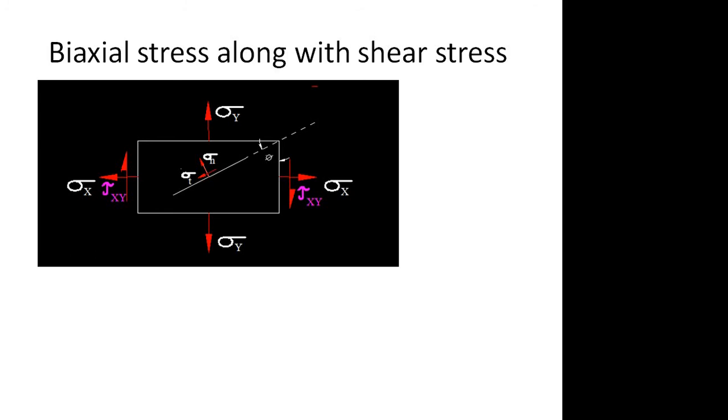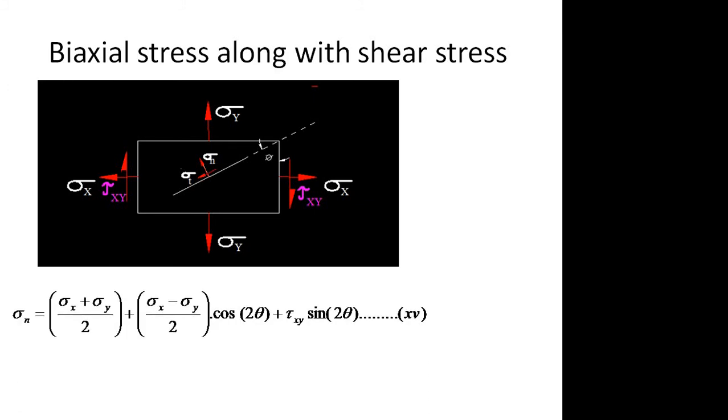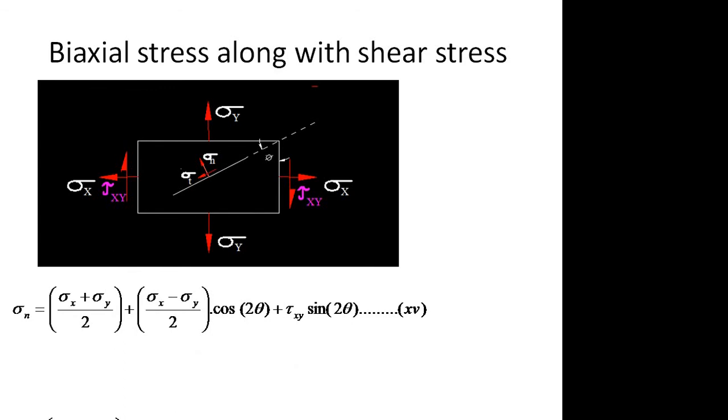What we have here is sigma x and sigma y along the x and y directions. At the same time, we have the shear stress component tau xy also acting on the plane. Due to this, in the same manner we can derive sigma n and sigma t, where sigma n is equal to sigma x plus sigma y by 2, plus sigma x minus sigma y by 2 times cos 2 theta, which is the equation in the previous case, plus tau xy sin 2 theta, right?